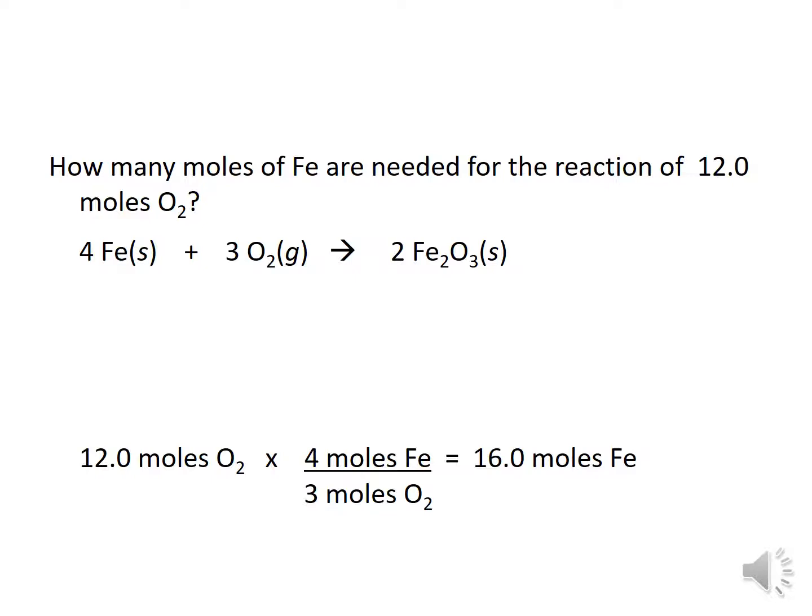Let's try another one here. How many moles of iron are needed for the reaction of 12 moles of oxygen? Well, 4 Fe plus 3 O2 yields 2 Fe2O3, so 12 moles of O2 times 4 moles of iron over 3 moles of oxygen. Notice I'm using the coefficients as mole-mole ratios, mole-mole conversion factors. 12 times 4 is 48 divided by 3 is 16 moles of iron. 16 moles of iron are needed for the reaction of 12 moles of oxygen.